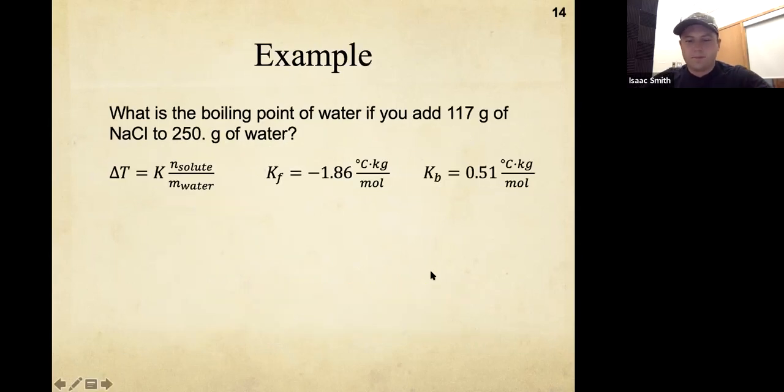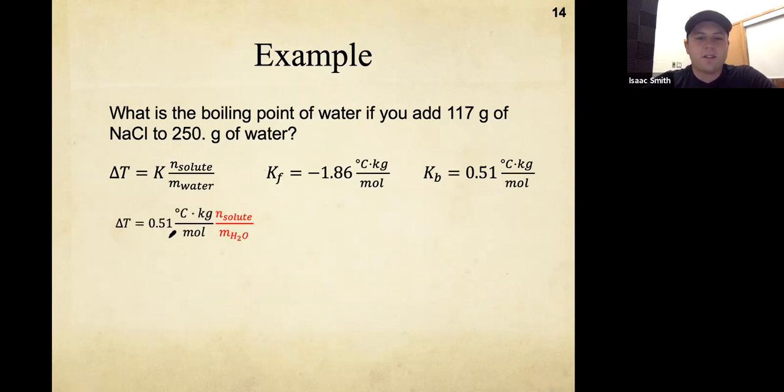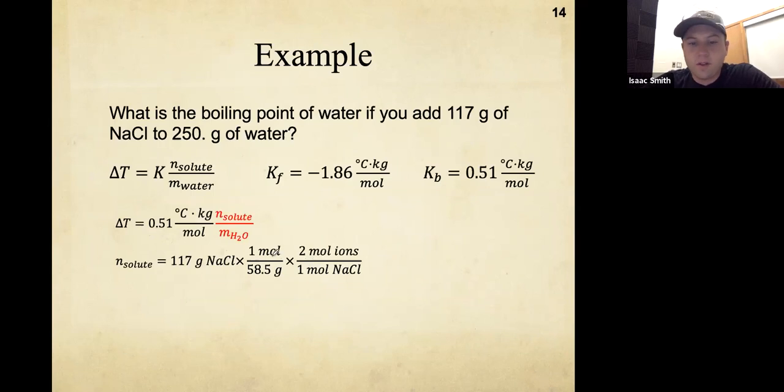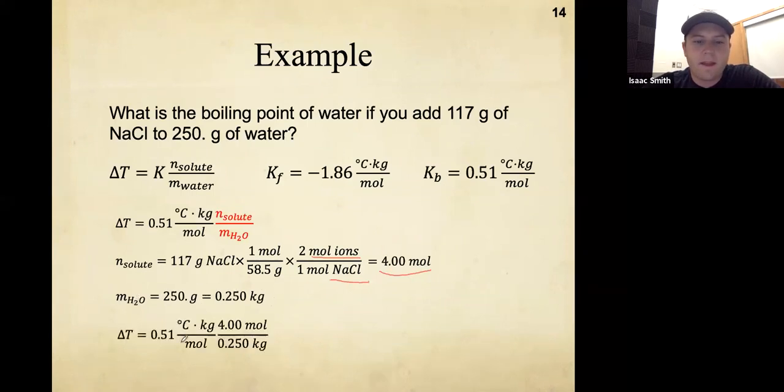So here's an example. So you have the boiling point of water. What's the boiling point of water if you add 117 grams of sodium chloride? So we need to know how many moles of solutes there are. 117 grams of sodium chloride. We use the molar mass to get moles of sodium chloride, and then for every 1 mole of sodium chloride, we have 2 moles of ions because we have a sodium and a chloride that come apart. So that gives us 4 moles total of solute. Divide that by the mass of water in kilograms and plug it into the equation.